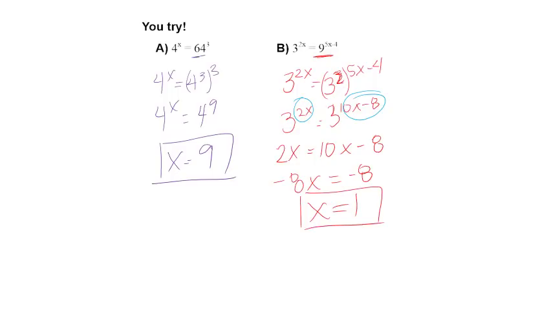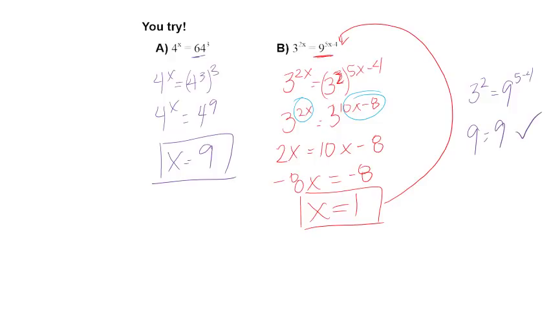Now, we can always check our answers any time that we have equations by just plugging those numbers back in up here. So if I were to plug this in, I would have 3 squared times 1 is equal to 9 to the 5 minus 4 power. So 3 squared is 9, and this would be 9 to the first power, which is 9. So you can always check it to make sure that it actually works.